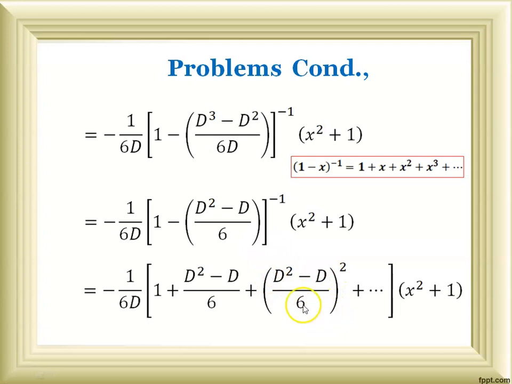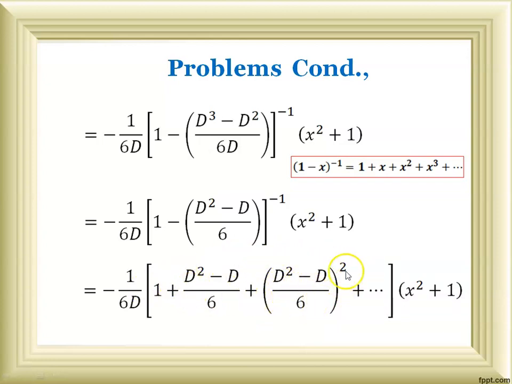I'm just opening (d² − d/6)² by using the formula (a − b)². After expanding this, I will get the terms d⁴ in the numerator alone: d⁴ − 2d³ + d², the whole thing over 36. Here d⁴ and d³ acting on x² + 1 become 0. So in this particular step, I'm considering d² by 36 alone.